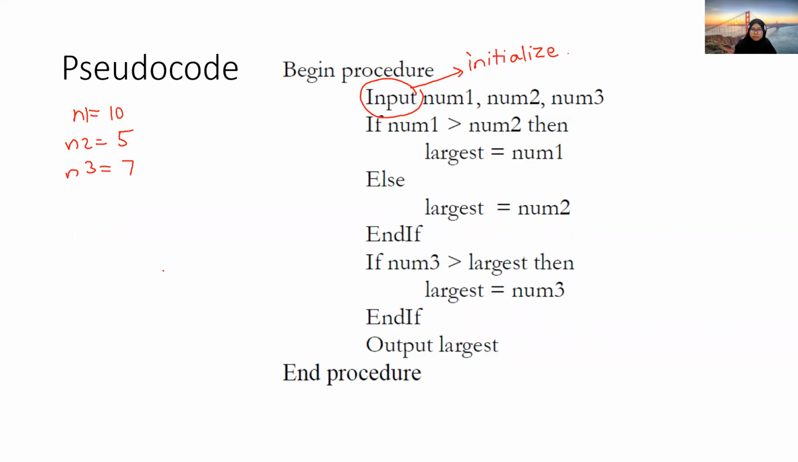All right, now if number 1 is bigger than number 2, let's say if 10 is bigger than 5, yes, so this is true. So largest equals 10. So this is our largest value. How about this one? No.